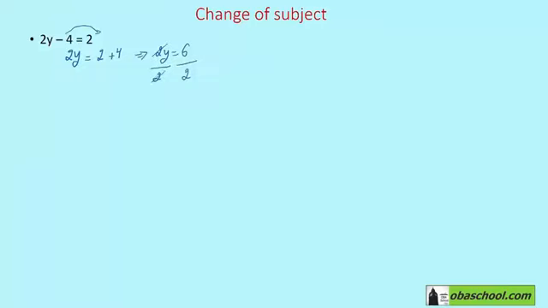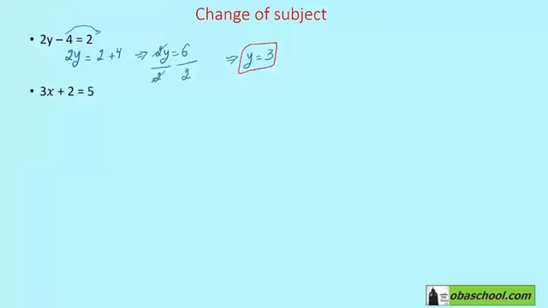Now let's get rid of the 2 that is right next to the y. So we divide both sides of the equal by 2. So y equals 6 over 2, which is 3. So now we have the value of the variable y. Let's move on to the next equation. 3x plus 2 equals 5.